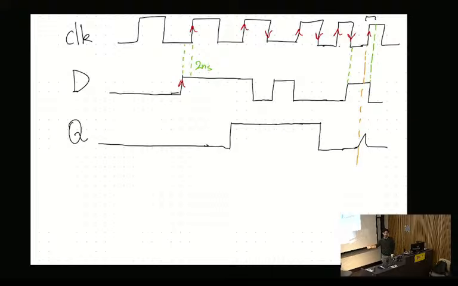There was enough time for it to be set up, but there wasn't enough time for it to be held for the slave to then take it to the output. Okay, does that kind of make sense?